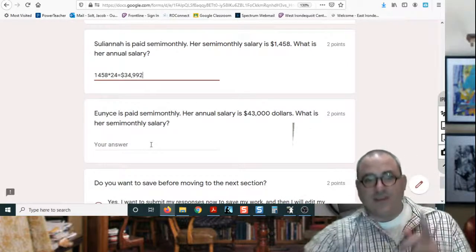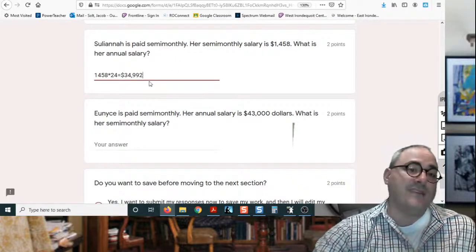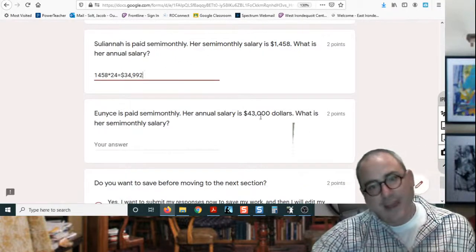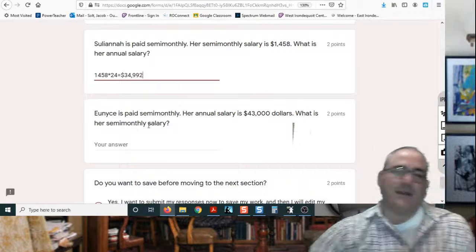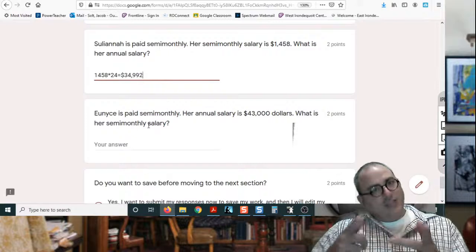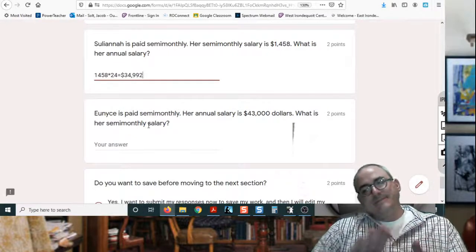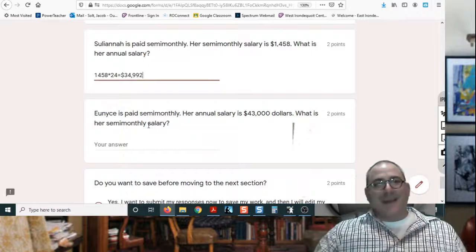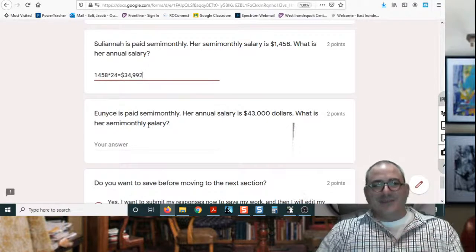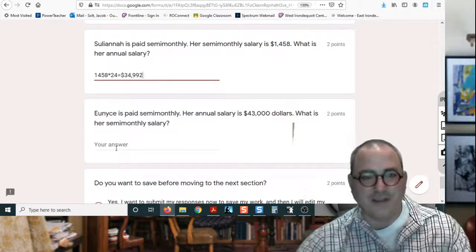Before, you were given the semi-monthly salary and you had to find the annual. Now you've got the annual, and you're trying to find the semi-monthly. You've got to do the inverse of what we did before. Give it a shot and try this out. Okay, all right. How'd you do? Feel good about this? I'm guessing most of you did fine here.